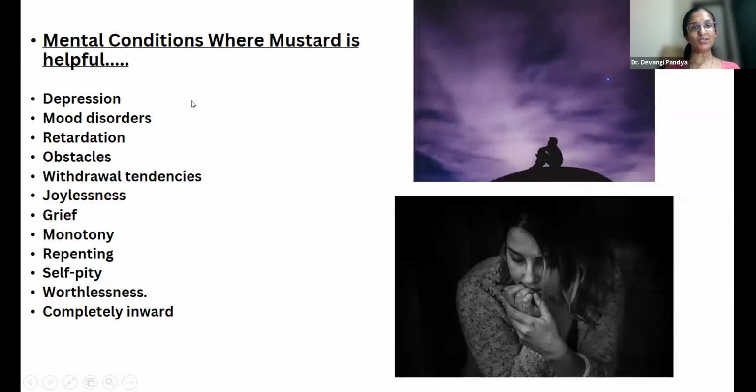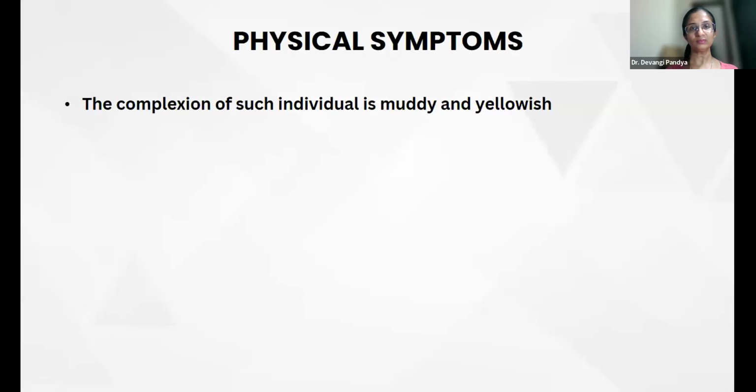So there are many mental conditions related to depression where mustard can do wonderful work, like mood disorders, depressive state, retardation, obstacles, withdrawal tendencies, no joy, grief, persistent grief, monotony, repenting for the same things again and again, self-pity, worthlessness, and a completely inward nature. Physically, they are muddy and yellowish in complexion.